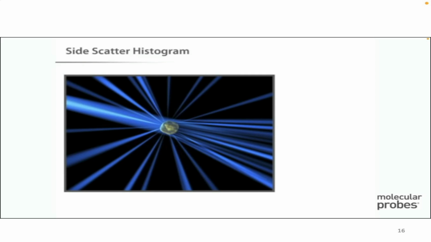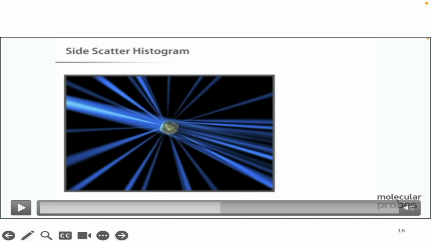And so we can distinguish every cell that goes through our flow cytometer based on its size. Is it big or small or medium? And based on its granularity. Does it have a lot inside or a little inside? And so this will now say about side scatter. If I can hit the play button.